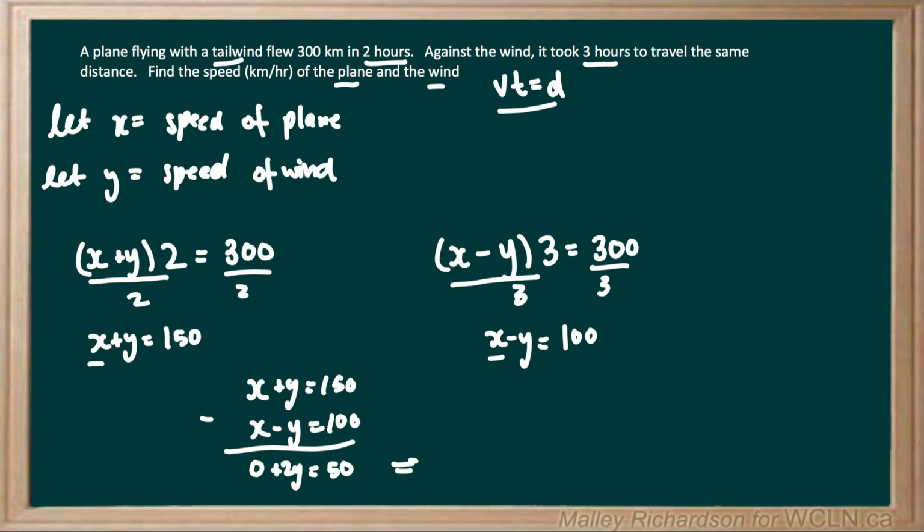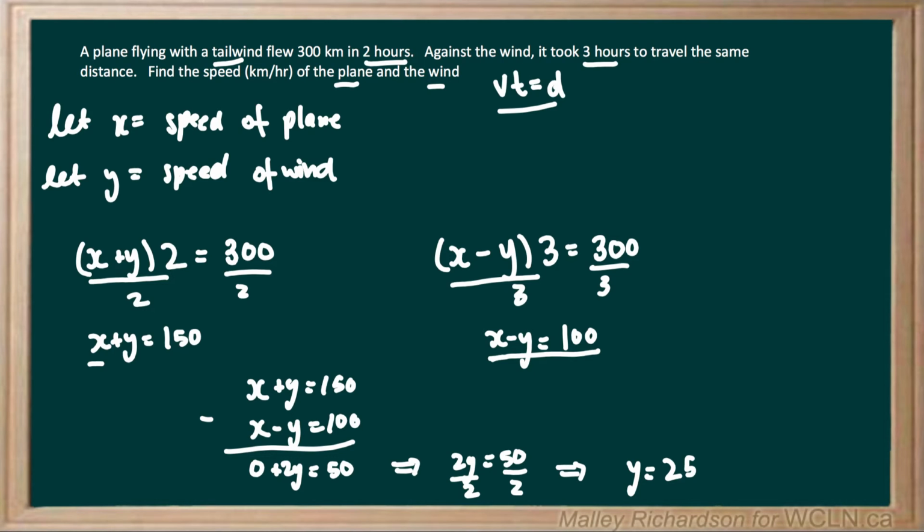So moving this over, we have 2y equals 50. To solve for y, we'll divide both sides by 2, and we get y equals 50 divided by 2, which is 25. So we've solved for y, but now we need to solve for x. So to solve for x, we can use either one of our equations. We can use x plus y equals 150, or we can use x minus y equals 100. It doesn't matter. In this video, I'll use x minus y equals 100.